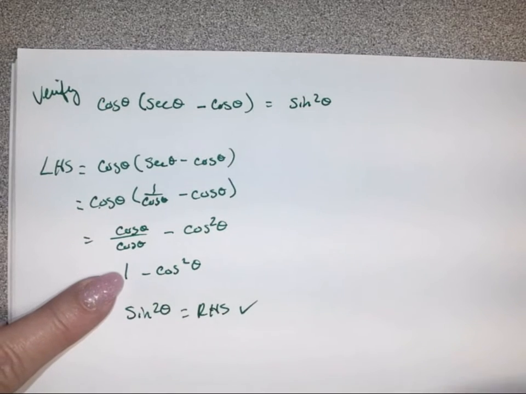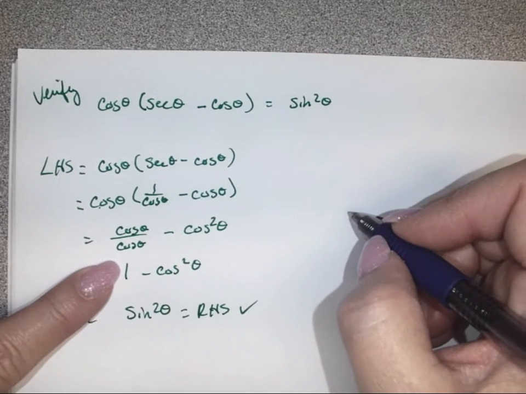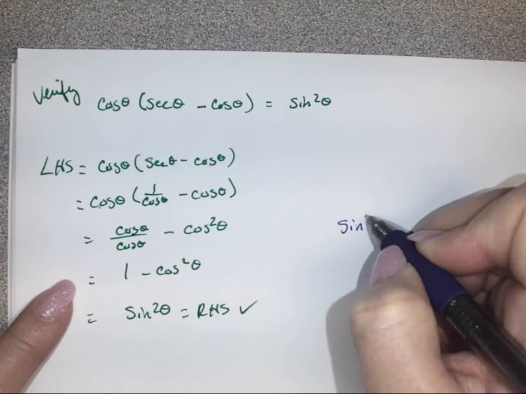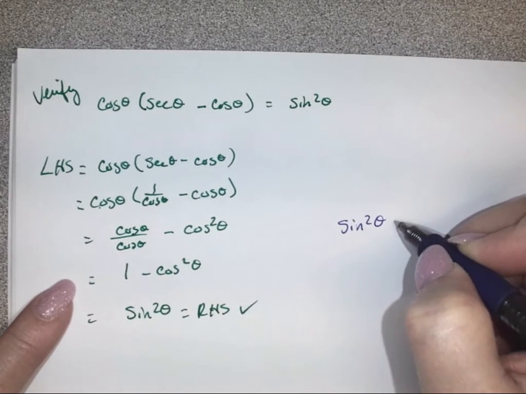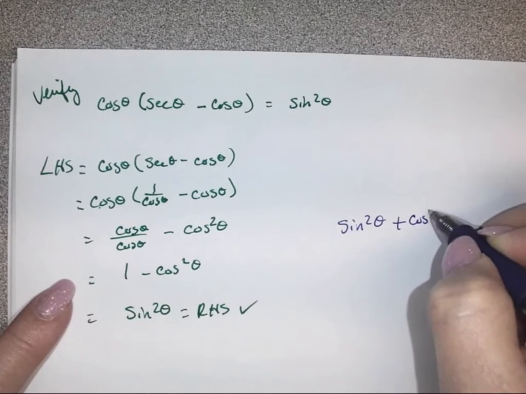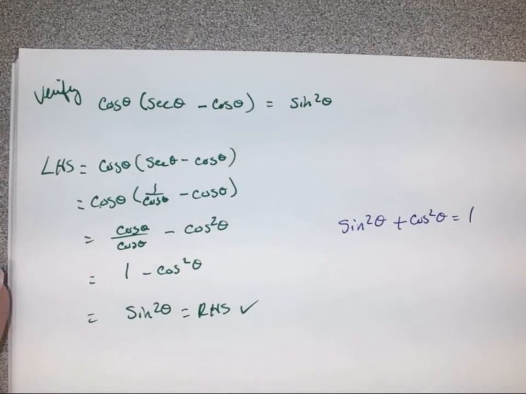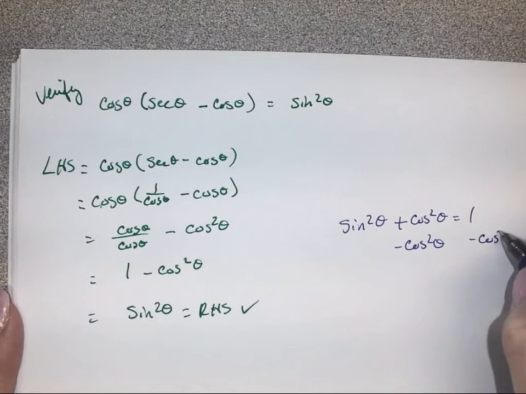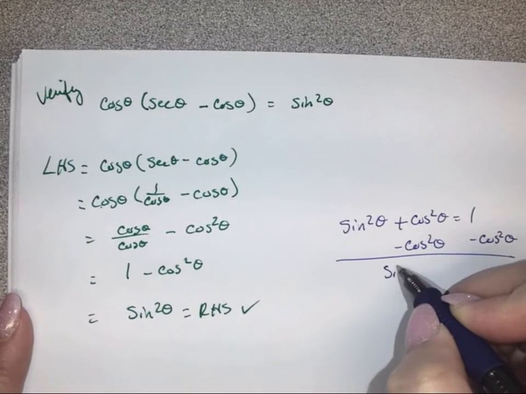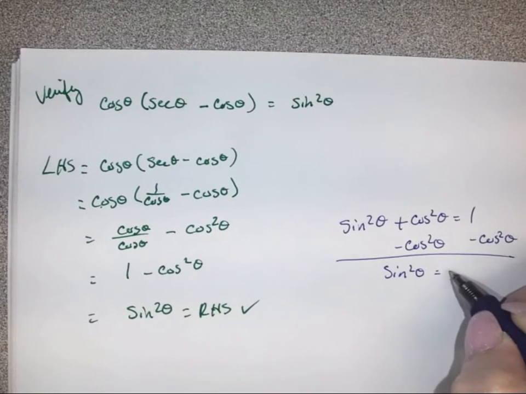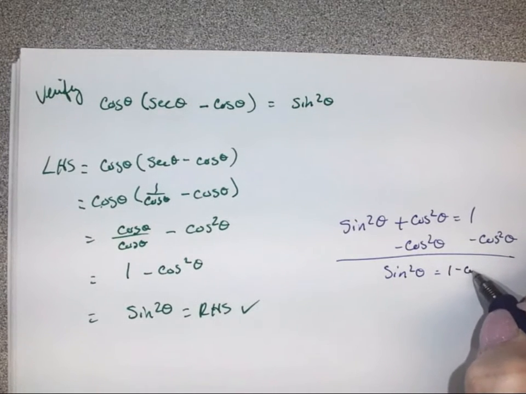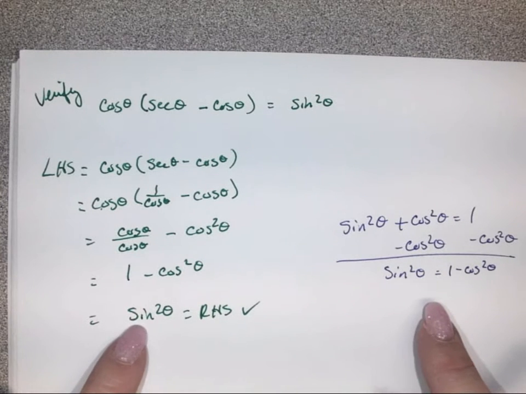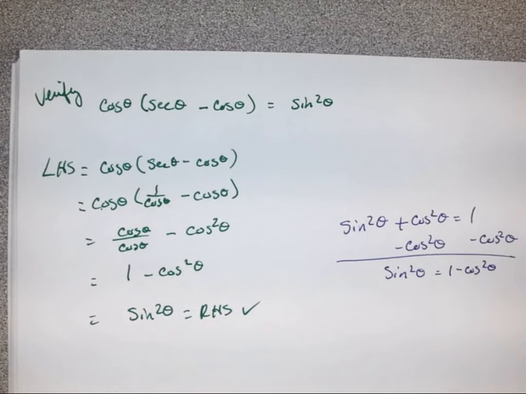So let me show you why, because if you get it, great. If not, you need to know why. We have our Pythagorean identity, that is sine squared theta plus cosine squared theta equal to 1. If I subtract my cosine squared theta from both sides, I have sine squared theta equal to 1 minus cosine squared theta. So that's where I can use my Pythagorean identity to show that this is equal to sine squared theta.